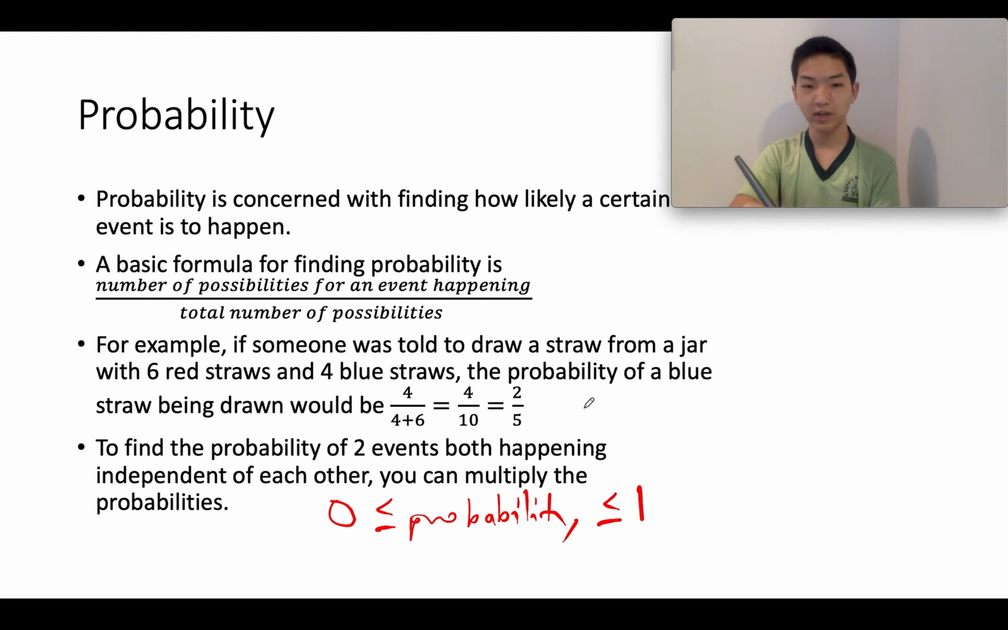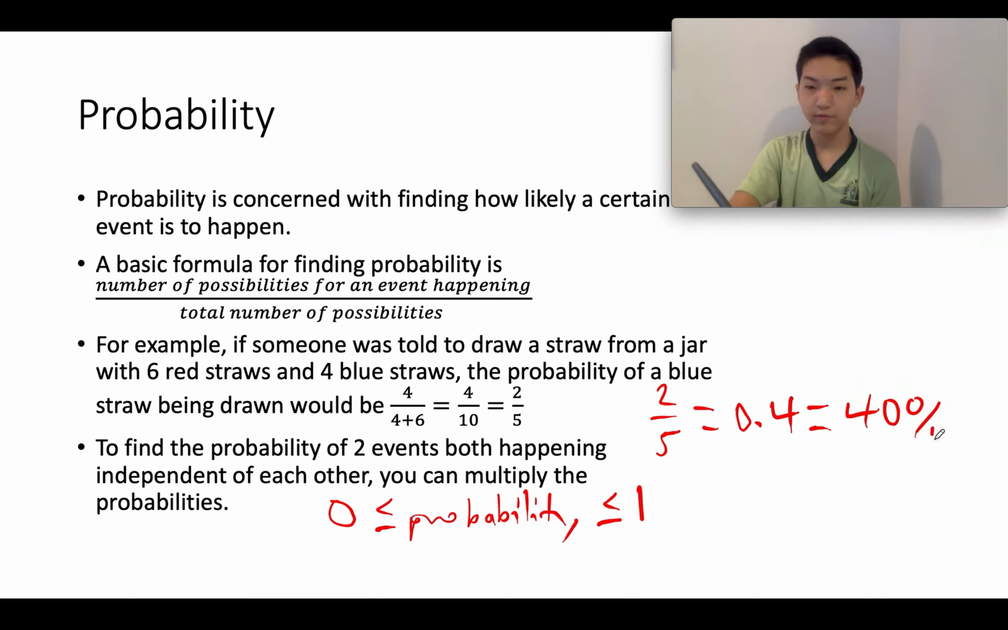Probabilities can be represented as fractions, decimals, or percentages. So for example, we have here 2/5. You could also write that as 0.4, and you could also write that as 40%. All of these are valid ways to represent the probability, and it depends on what form the question asks for.